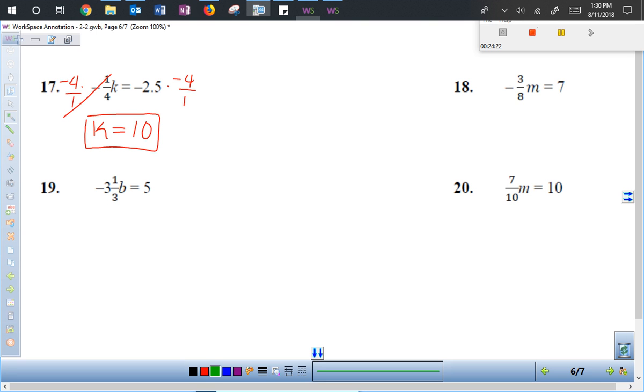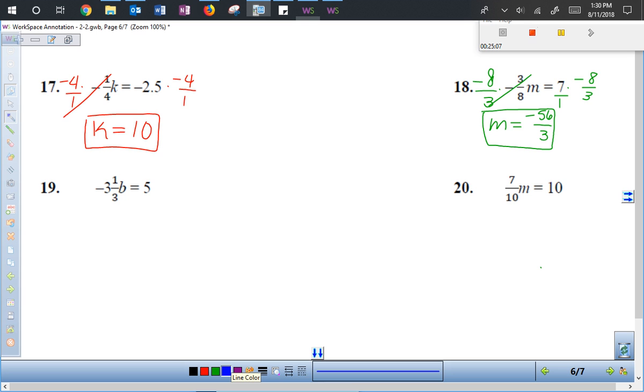Number 18, again, go ahead and pause the video and do that one with your table partner. All right, hopefully you multiplied each side by negative 8 over 3. Left side will cancel out and leave me with m. Right side, 7 times negative 8 over 3 is the same thing as 7 over 1 times negative 8 over 3. 7 times negative 8 is negative 56, and 1 times 3 is 3, and that does not simplify, so we are left with negative 56 over 3.